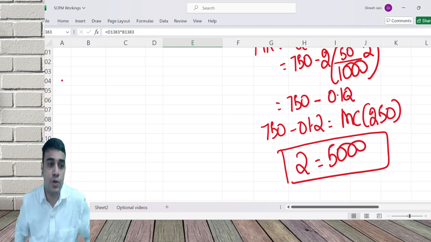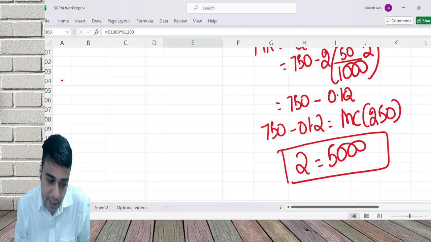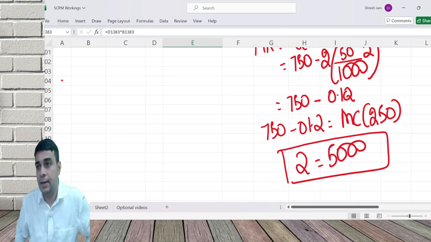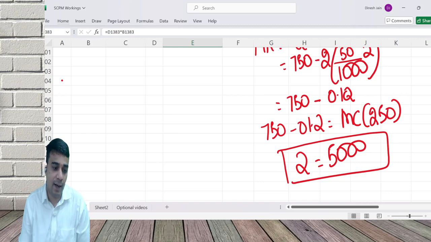I don't want you to do the entire table again because it's not possible. So what we do? First we calculate marginal revenue, we calculate marginal cost, equate them. I'll explain this again.